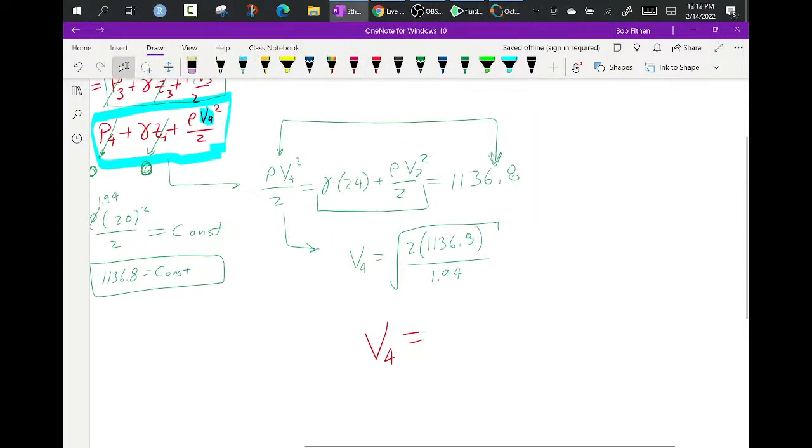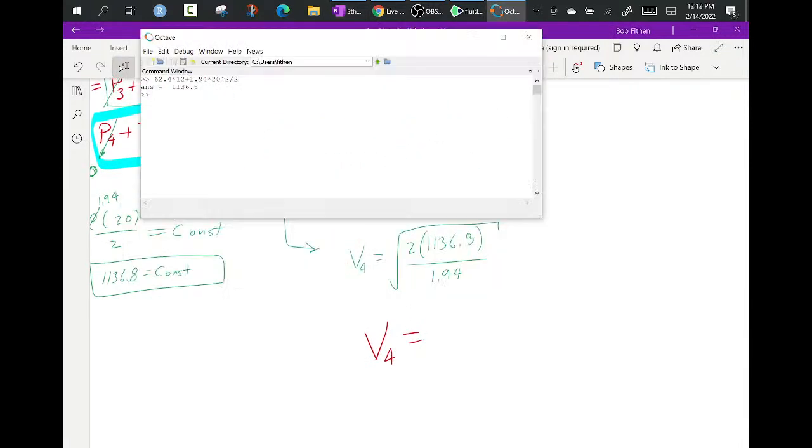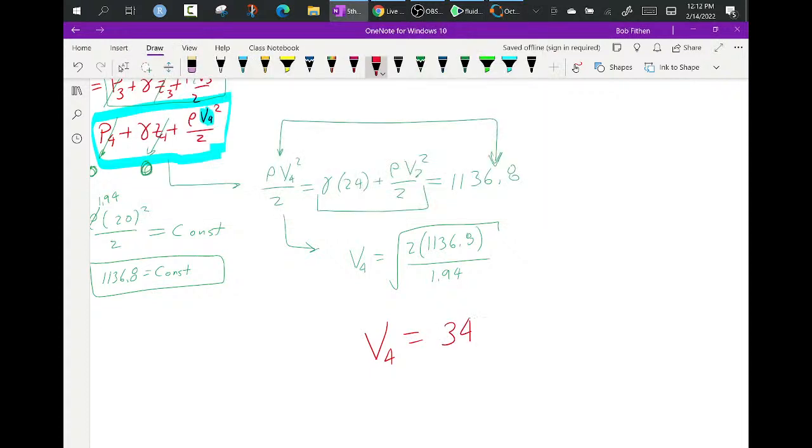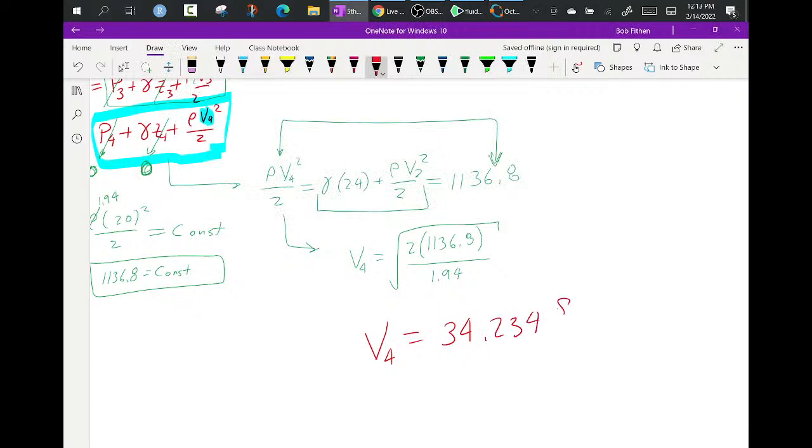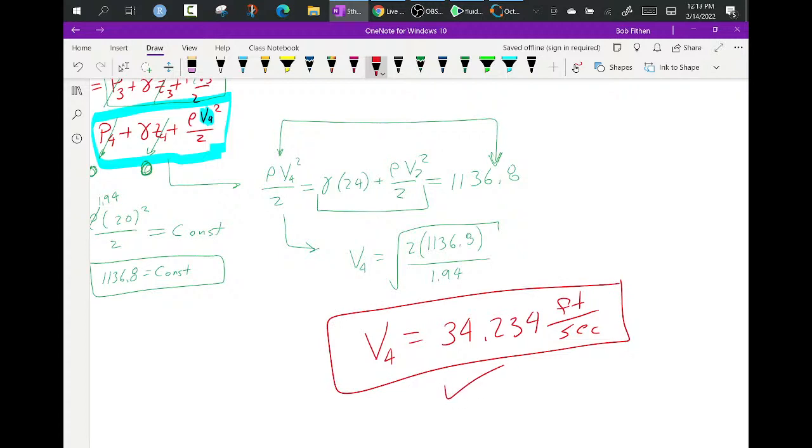So there's that. Then you multiply that times the square root of 1136.8 times your 2 divided by your density, 1.94. That's in slugs per cubic foot. Okay, 34.234. That'll be in feet per second. Okay, so yeah, we got our answer there.